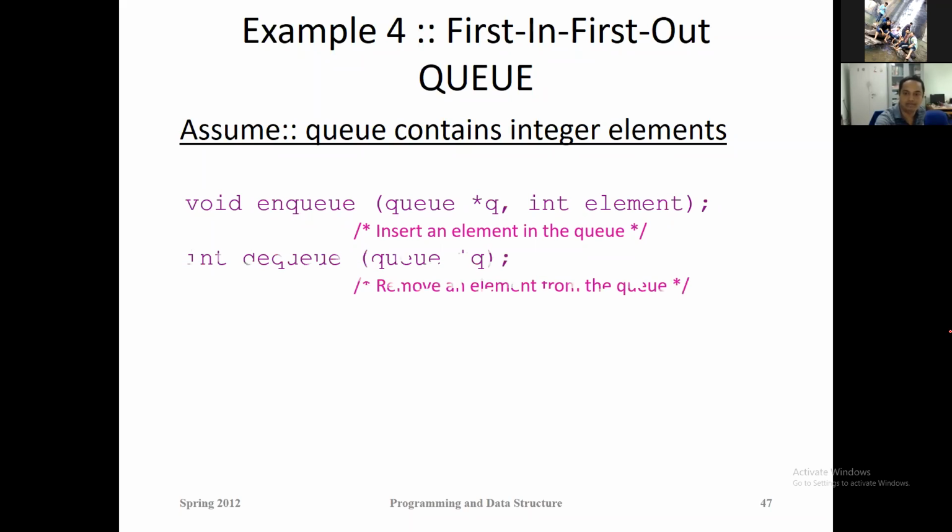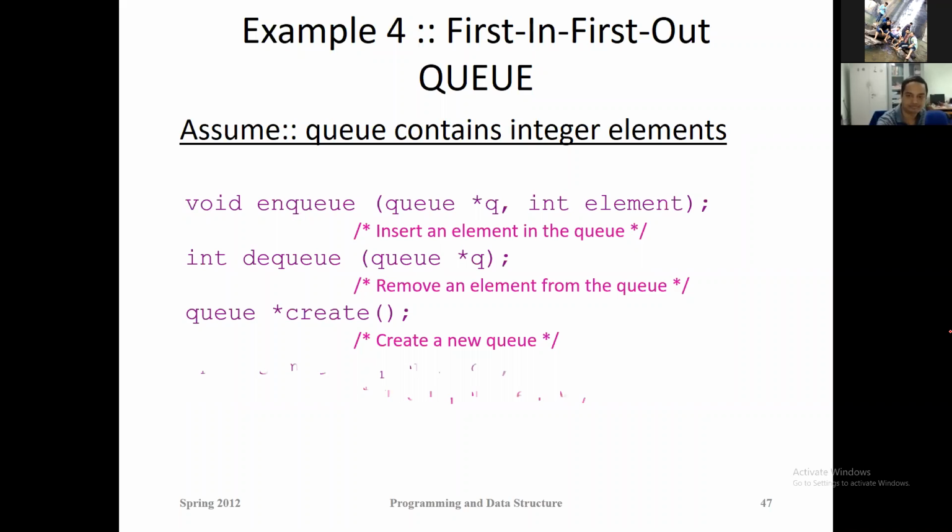So these are the functions. Enqueue is the function for inserting an element in the queue, and dequeue is removing an element from the queue. And create is creating a new queue, the entire queue structure. Where you have a queue, there is also the question of checking whether it is an empty queue or a full queue, or whether there is an element or not.